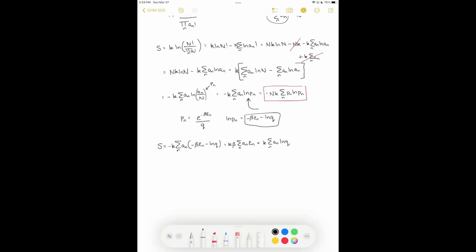times the sum of a sub n epsilon n plus k times the sum of a sub n natural log of Q. Now we've seen these sorts of things before. What is the sum of a sub n times the energy? Well, a sub n is the occupation level of every single energy level, and epsilon is the energy of that level. If we sum over all of that, we have nothing less than the total energy of the system. So this ends up being simply k beta times the energy of the system. And for the second term, we simply have the sum of all of the occupation numbers, which is again the total number of particles in the system. So then we have plus kN natural log of Q, the partition function.